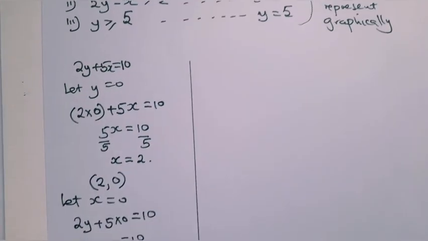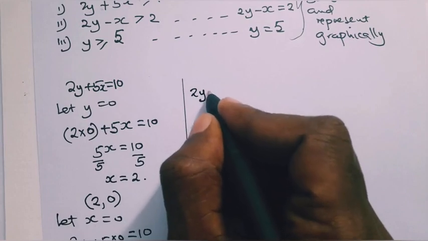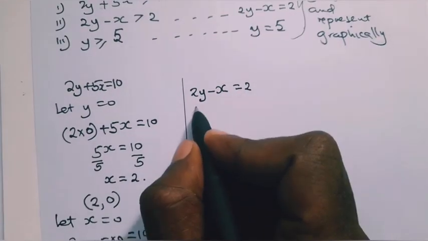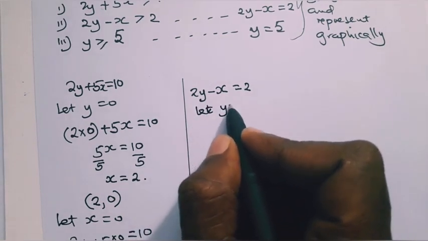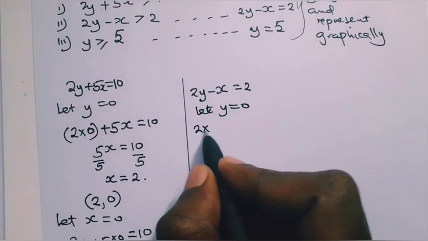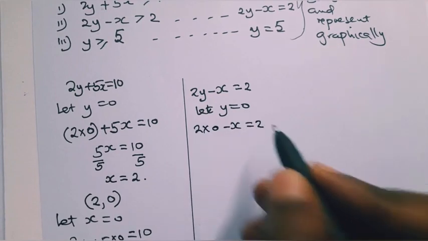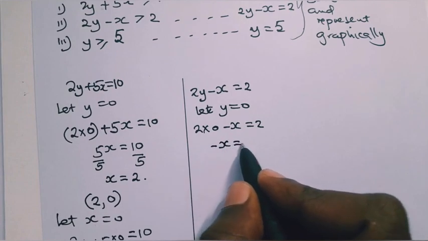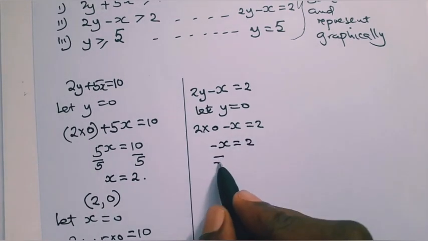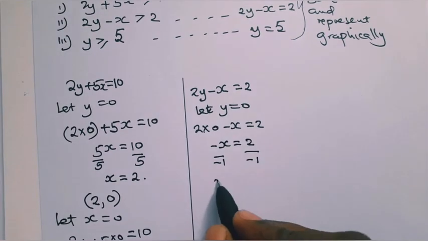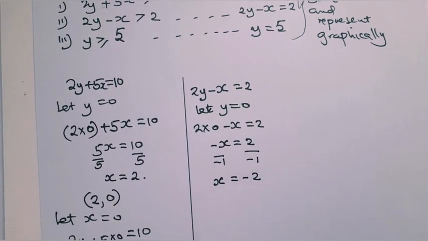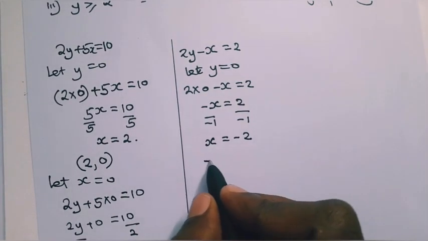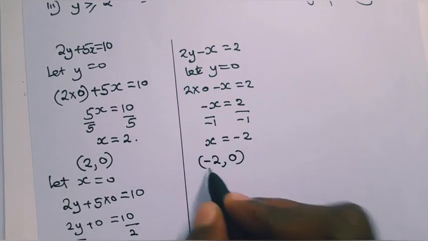Equation number 2 is 2y minus x equals 2. So let y be 0. It means 2 times 0 minus x is equal to 2. And this one is negative x is equal to 2. So we divide both sides by negative 1. Our x becomes negative 2. And now our coordinate becomes negative 2, 0.